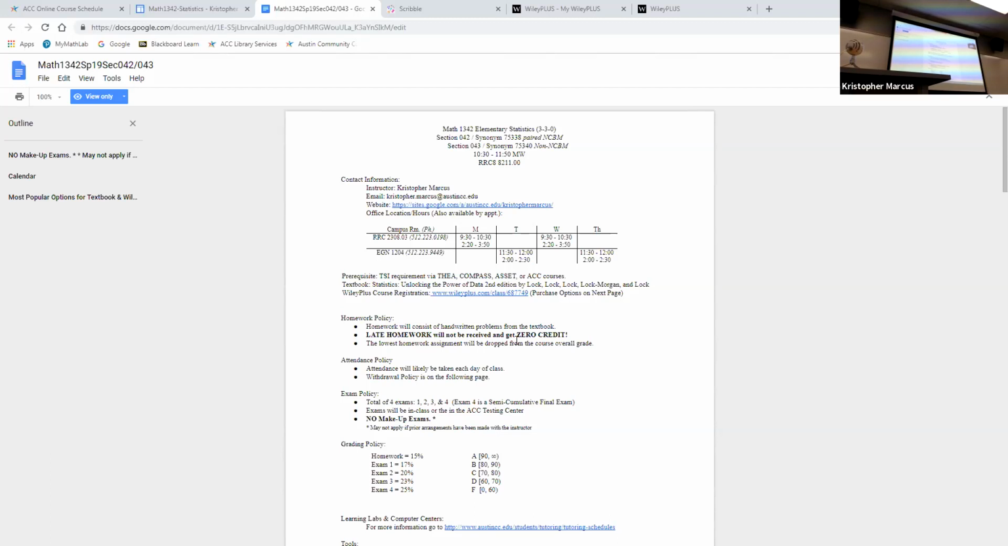Okay. So it says the attendance will likely be taken in each class.